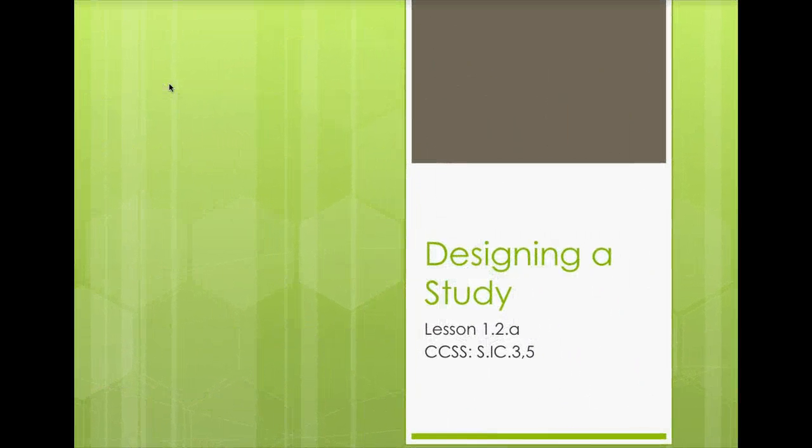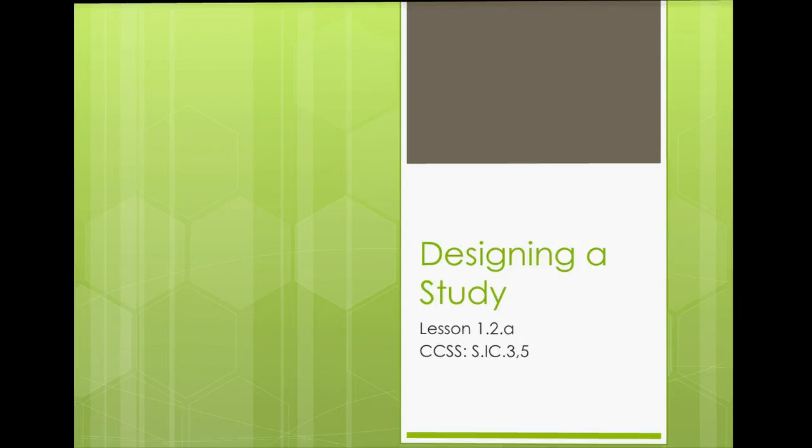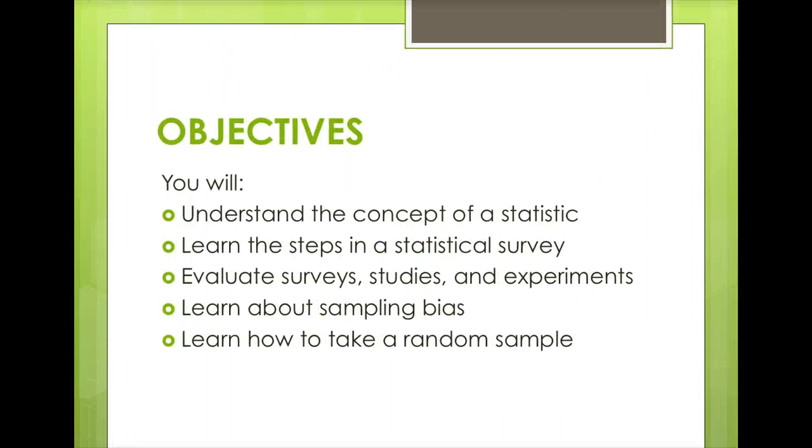Today's lesson is designing a survey. The objectives of the lesson are: 1, that you will understand the concept of a statistic; 2, you will learn the steps in a statistical survey; 3, you will evaluate surveys, studies, and experiments, know the differences between them, and have some examples to take away from. Also, you will learn about sampling bias and random samples, as well as watch 2 short videos showing that subject.